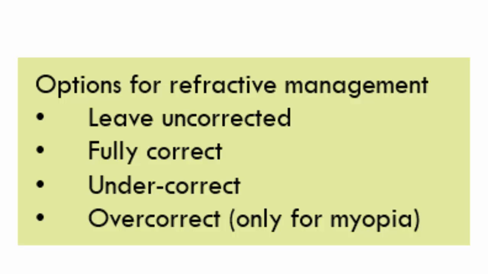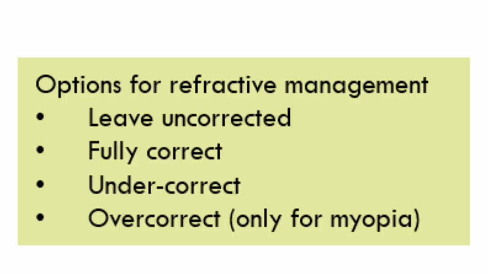We could fully correct, which means giving that +2. We could undercorrect, which means we might give half of the prescription, +1. Or we could overcorrect, where you would give more than the +2 that you originally found.